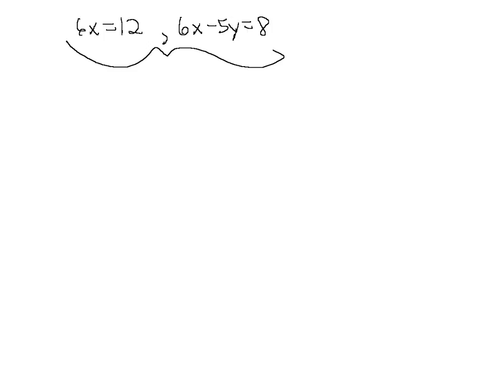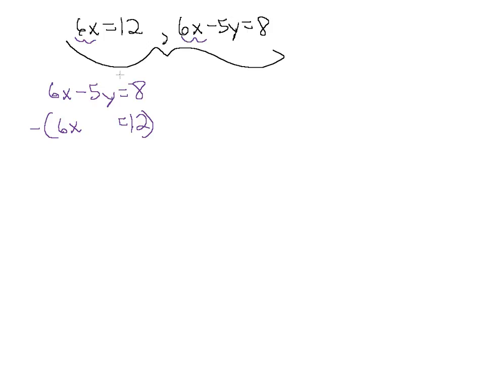We have 6x equals 12, and 6x minus 5y equals 8. All right, so we have two equations here, and we notice that they both contain a 6x, so we can subtract these two equations from one another. So let's go ahead and do so. Let's write the big equation first. We have 6x minus 5y equals 8, minus the second equation, 6x equals 12.